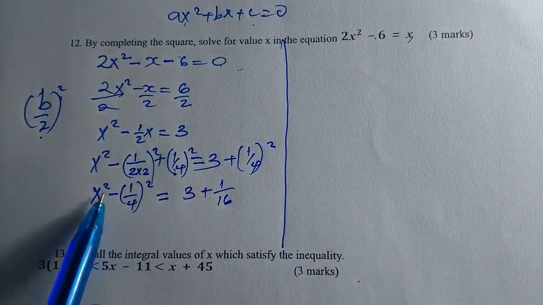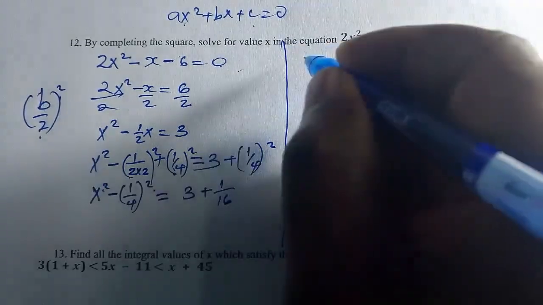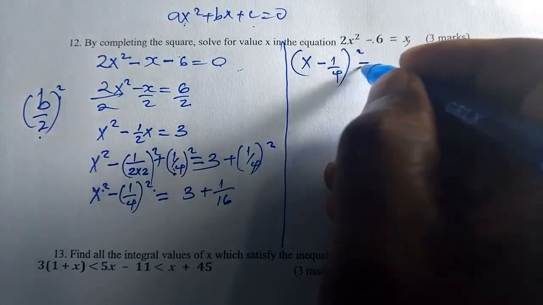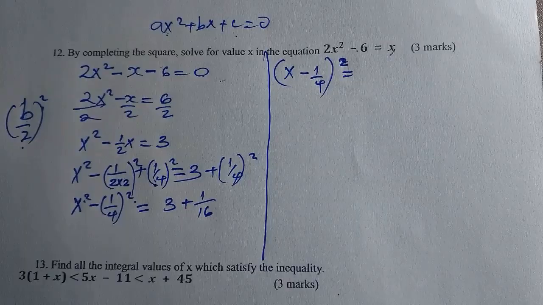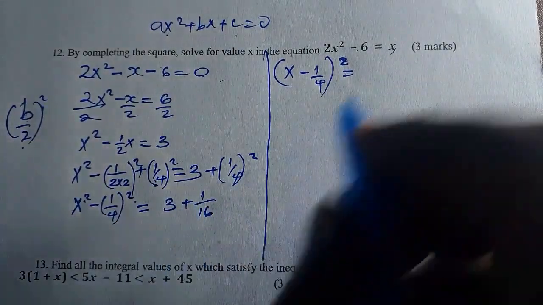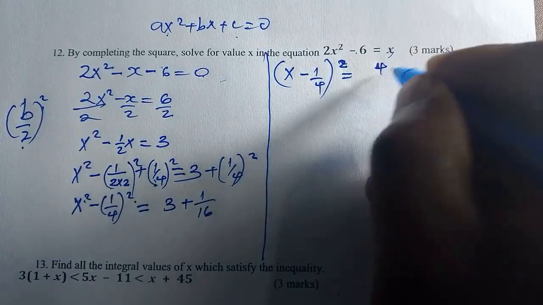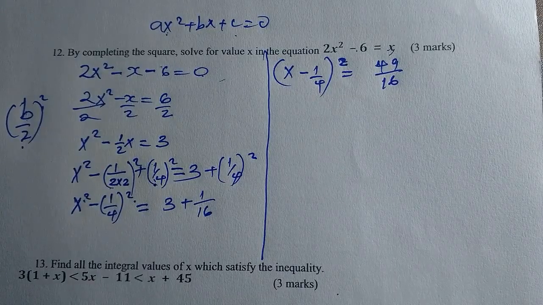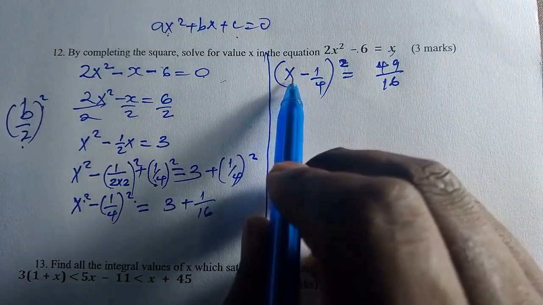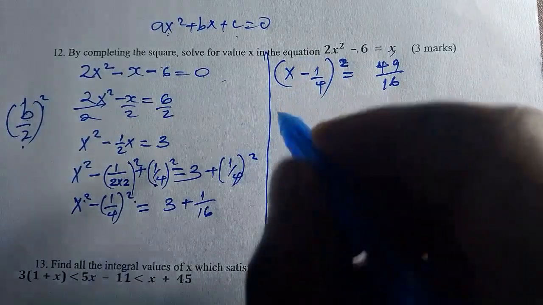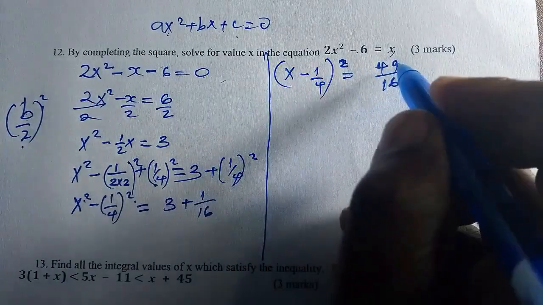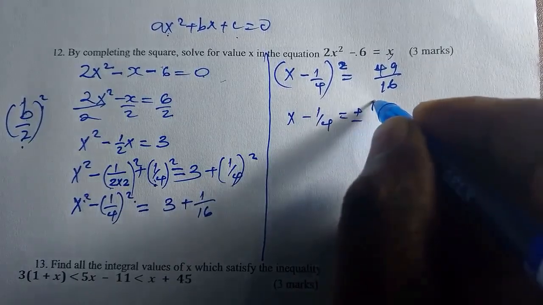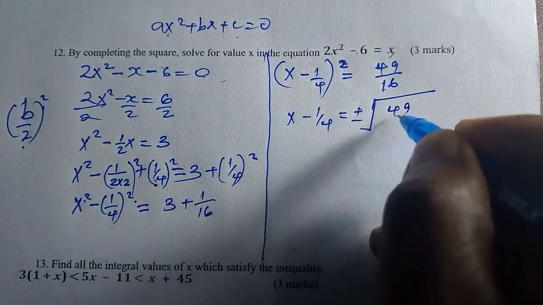Now this is a square and this is a square. We take one square, that is x minus 1 over 4, everything squared is equal to, when you add this one, you will get 49 over 16. Now we need the value of x. We square root both sides. When we square root this side and this side, we remain with x minus 1 over 4 is equal to plus or minus the square root of 49 over 16.